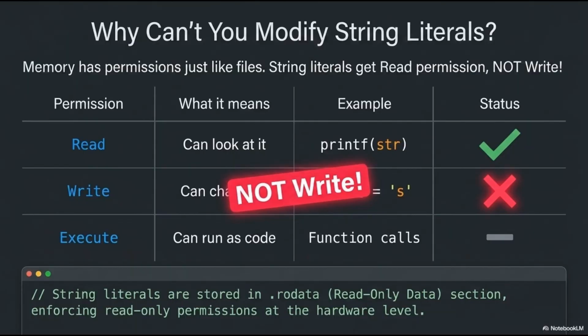And that perfectly explains exactly why the crash happens. Your computer's memory has permissions, kind of like files on your desktop. Your string gets read permission, so you can look at it and you can print it out. But it gets absolutely zero write permission, and the hardware is actively enforcing this. Trying to bypass hardware-level security? Yeah, that's exactly what throws that fatal core dump.